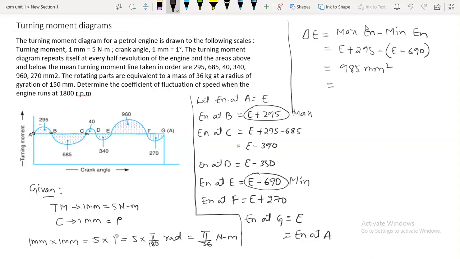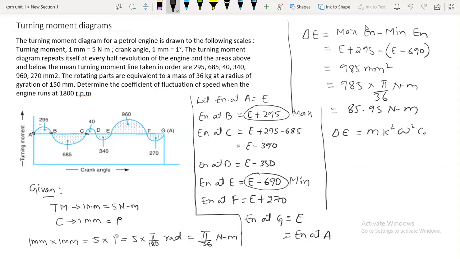Now we have to convert this mm square into Newton meter. For that I have to use this data here: 1 mm square is equal to 5 by 36 Newton meter. Then this will give you 5 by 36 into 985, which is 85.95 Newton meter.